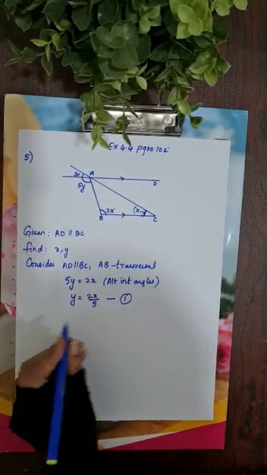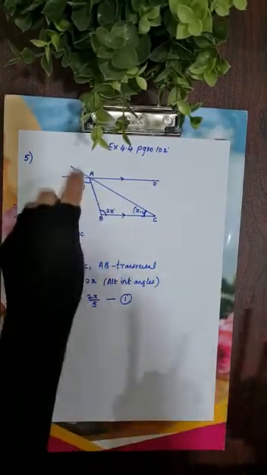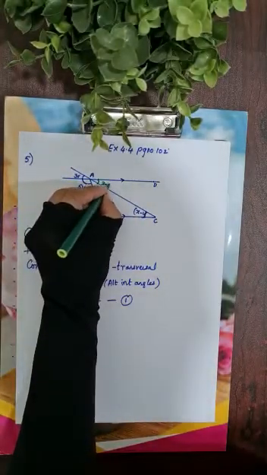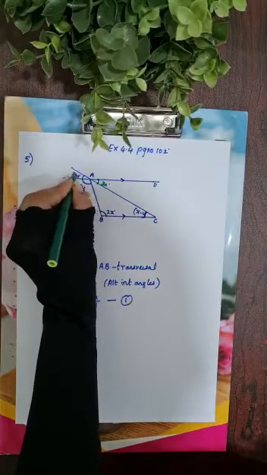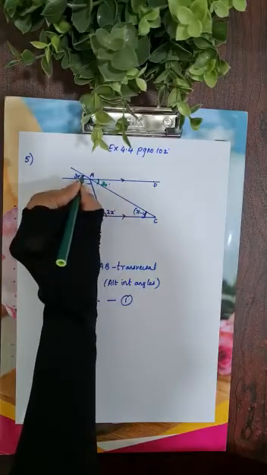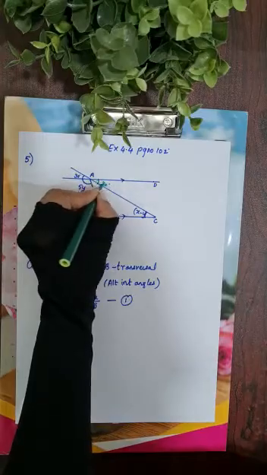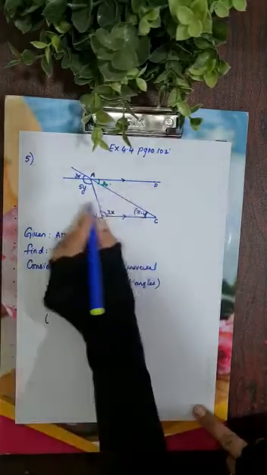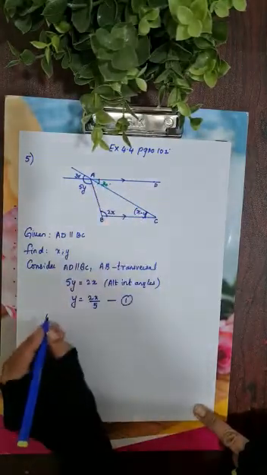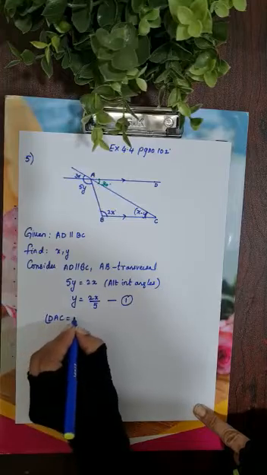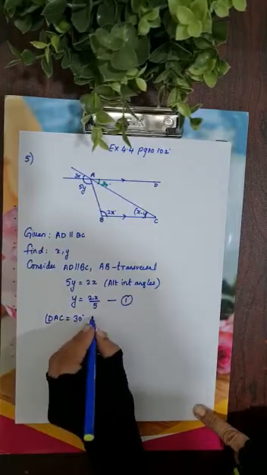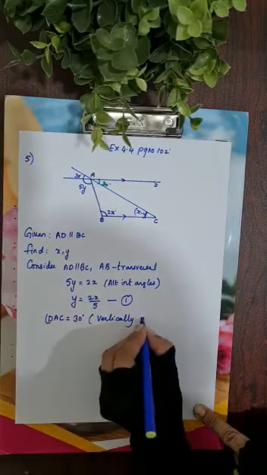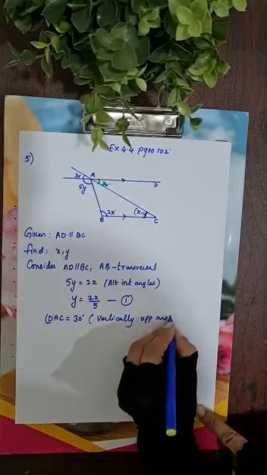Then if you observe the figure, children, if this is 30 degrees, this will also be 30 degrees, vertically opposite angles. Yes, these two lines are intersecting lines. So let us write that angle, which angle is this? Angle DAC is equal to 30 degrees. And what is the reason? Vertically opposite angles.